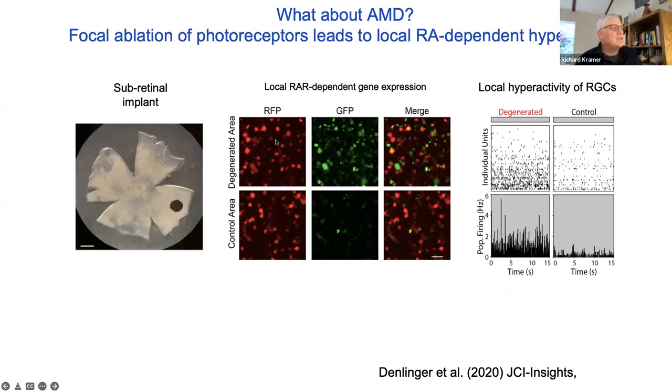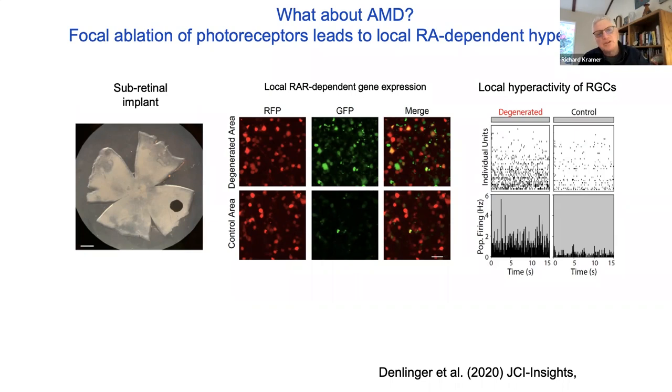And what do we see? We see that the retinal ganglion cells overlying that area show enhanced RA-induced gene expression, just like we saw in the RP animals. And they show hyperactive firing. So this is recording from this area where the lesion has occurred, and from control areas outside where the lesion has occurred, and the retinoic acid induced change is restricted to the area where you've caused this lesion.